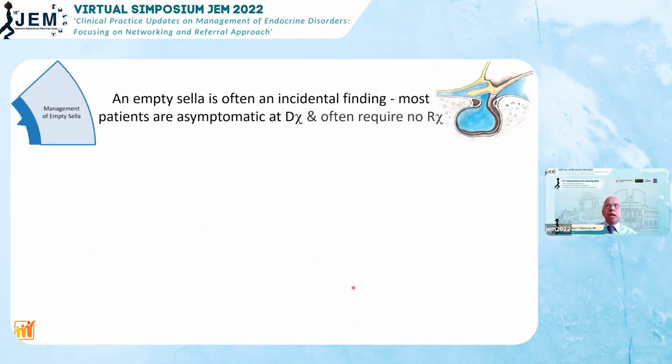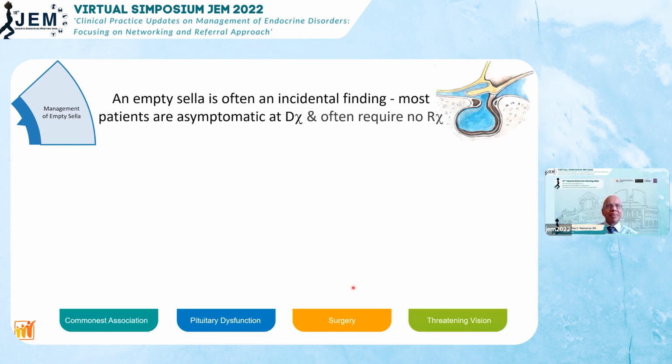An empty sella is often an incidental finding, like I said earlier, and most patients are asymptomatic. So most patients do not require any treatment. But as endocrinologists, it's good for us to know the commonest associations, pituitary dysfunction. When do we ever consider surgery? And threatening vision is something important we have to recognize and teach our patients.